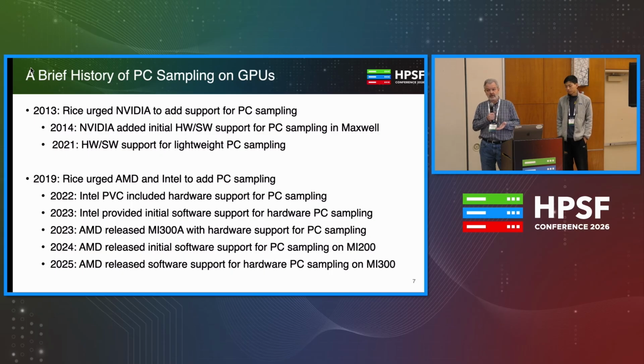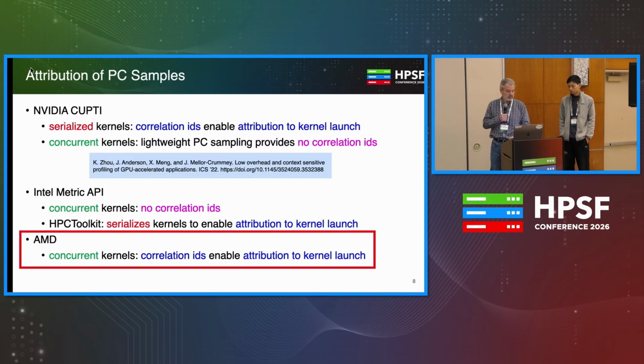Then, as part of the Exascale Computing Project, my group engaged with AMD and with Intel, and they also added support for PC sampling for this instruction-based performance measurement inside their GPUs. NVIDIA has their CUPTI performance tools interface. Intel has their Metrics API for collecting PC samples, and AMD has their ROCprofiler SDK. And so there are two important things to know.